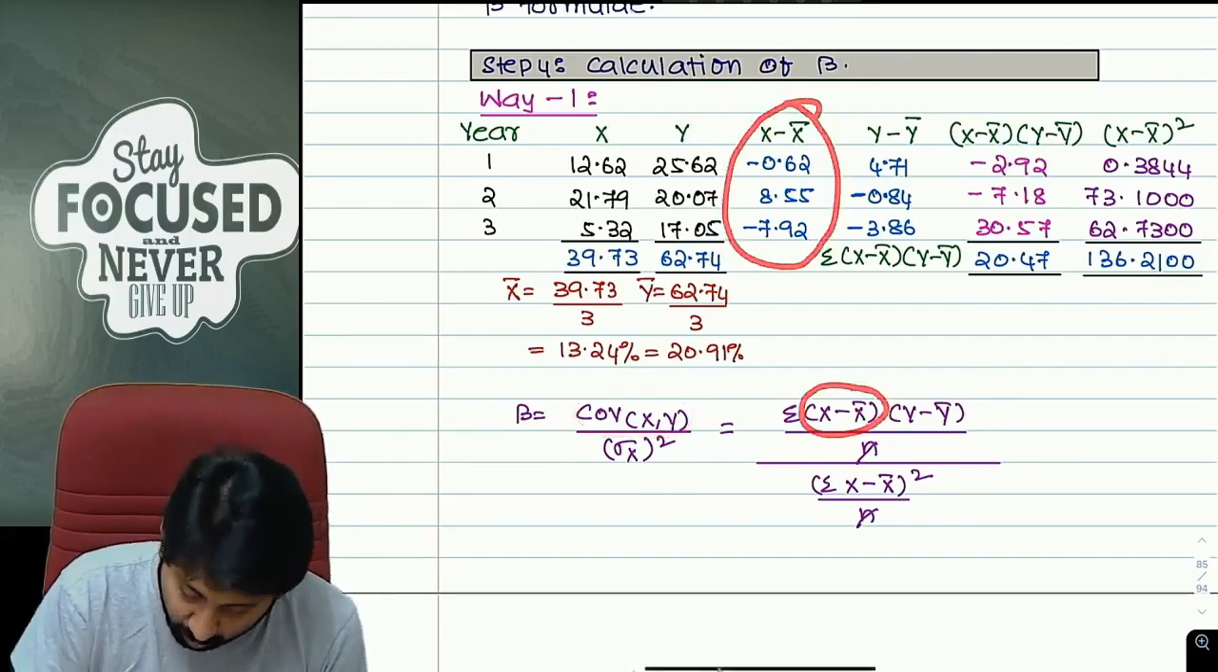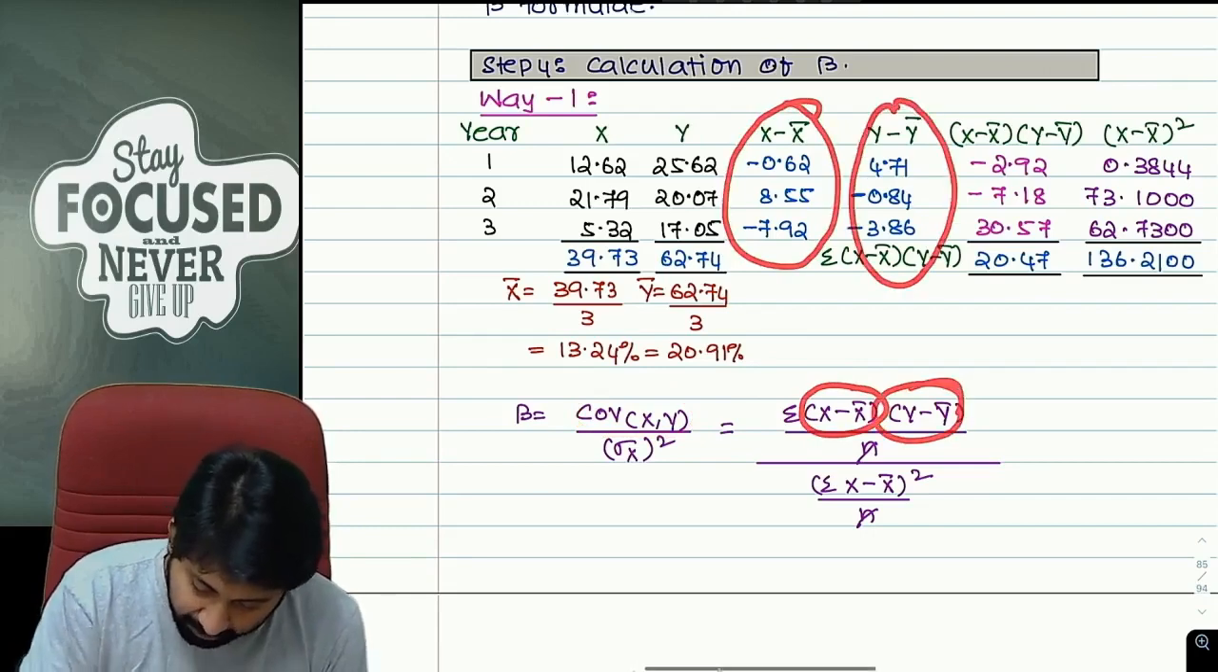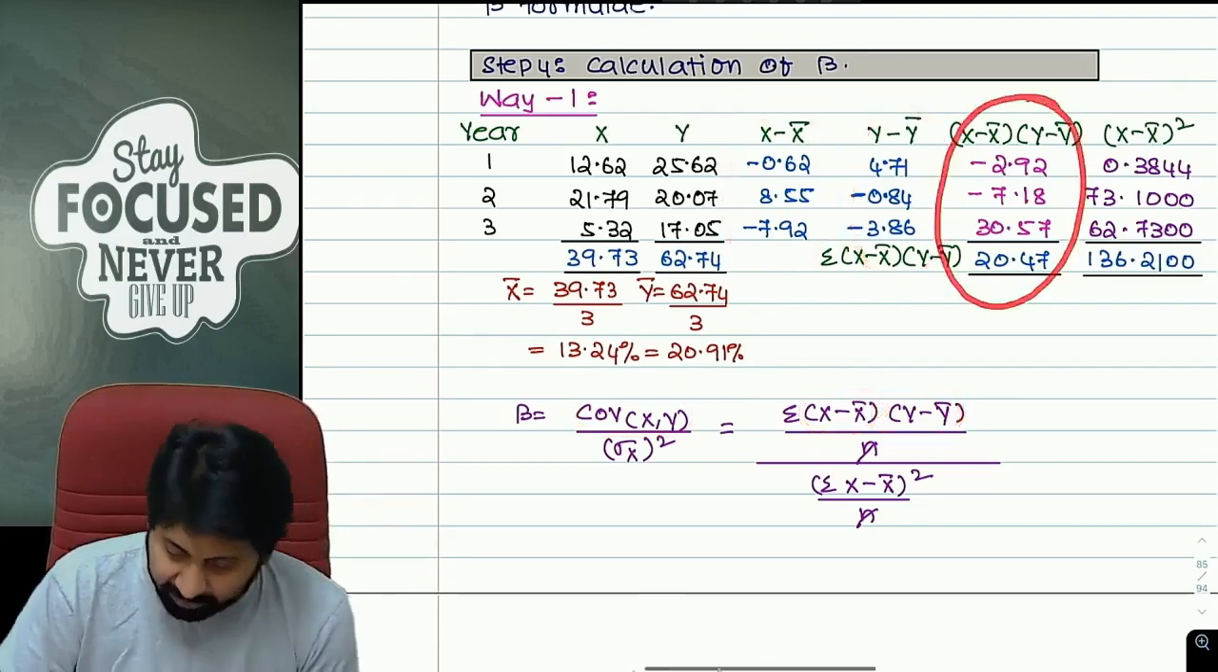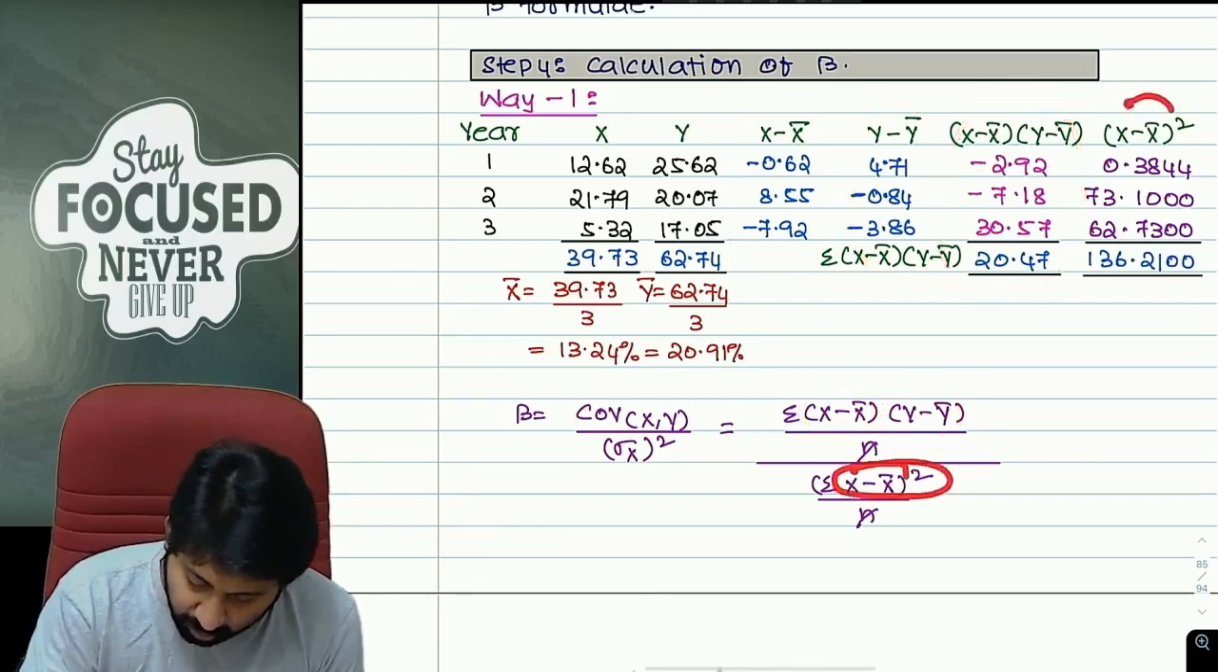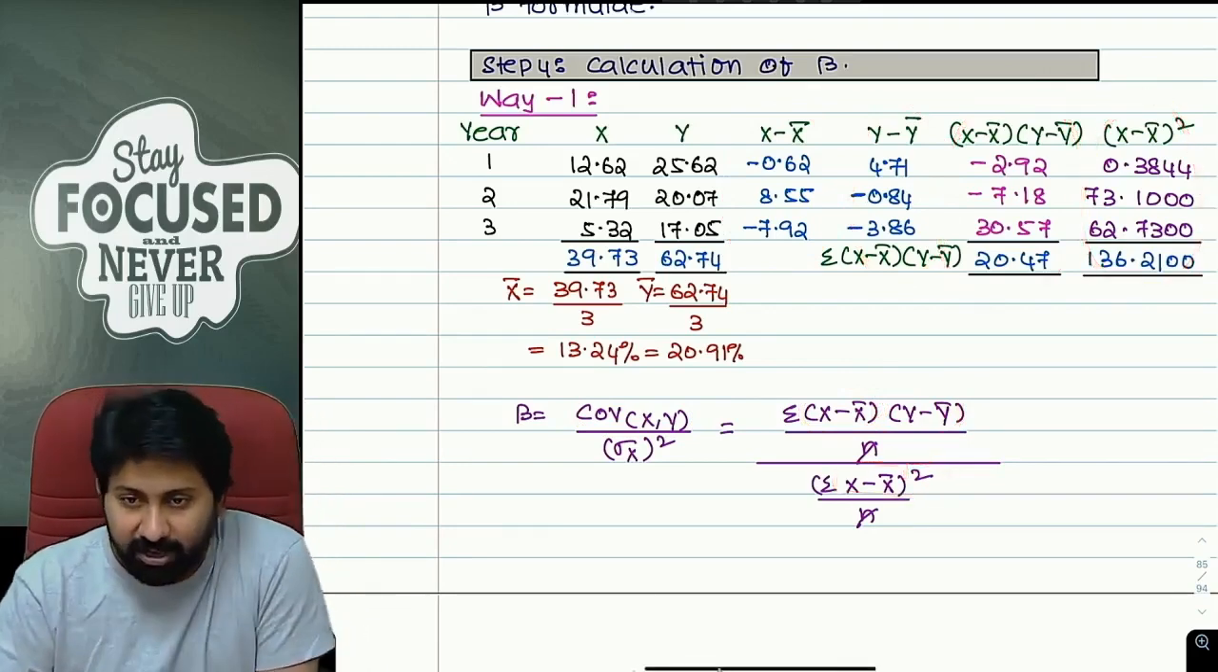This is the first one, x minus x bar. Y minus y bar is the second one. Multiply and aggregate both of them. This is the third one, sigma of x minus x bar the whole square. That's all. We can directly do the formula.